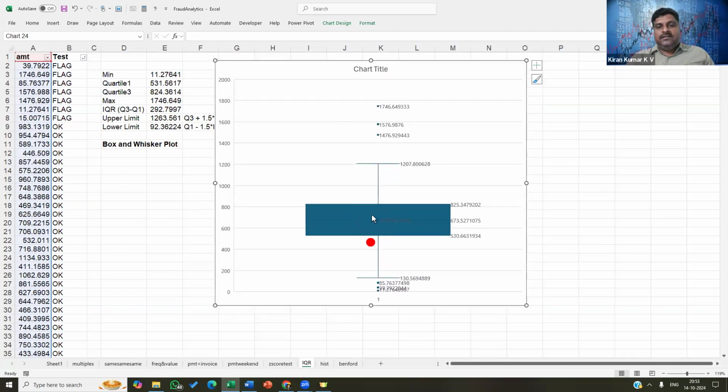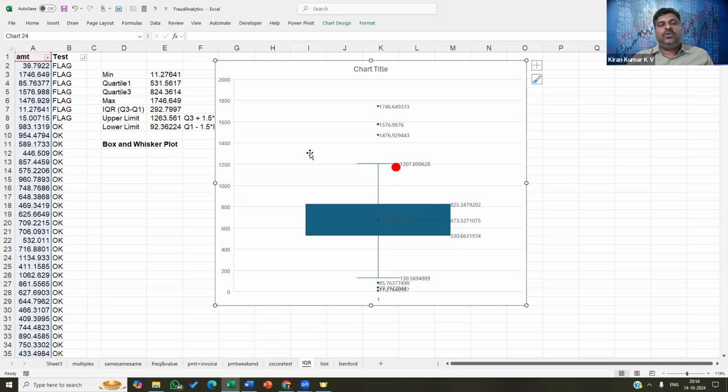First of all, the bottom line of this shaded portion is your Q1. Q1 value is how much? 530.66. Is that your Q1? Yes. Similarly, the upper border of this shaded portion is your Q3, 825. There's a slight difference here. And of course, this is the median, so you can ignore that.